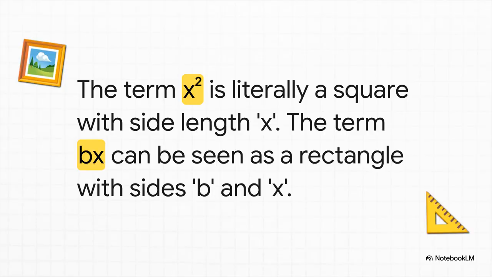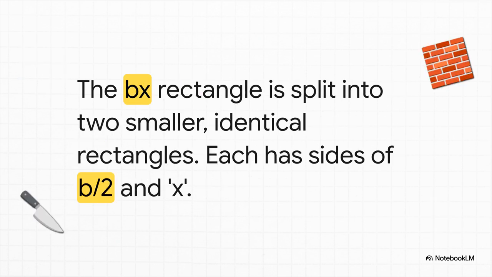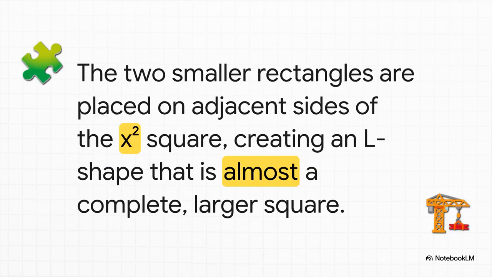So here's the big idea Al-Khwarizmi had. Visualize the pieces. The term x squared is, well, literally a square with sides of length x. And the term bx, you can picture that as a rectangle with a side of b and a side of x. Simple enough, right? Now here comes the really clever part. We take that bx rectangle and we slice it right down the middle, creating two perfectly identical smaller rectangles. Each one of those new pieces now has dimensions of b over 2 by x. Now, algebraically, what did we just do? We took half of the coefficient of x. Sound familiar? It should.